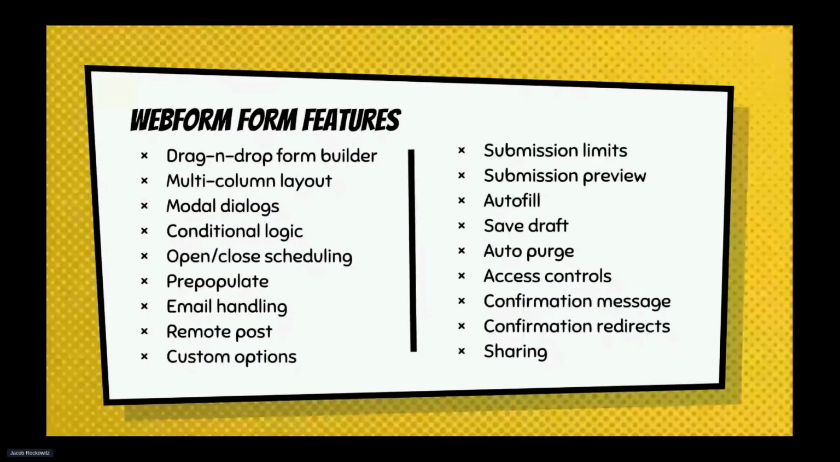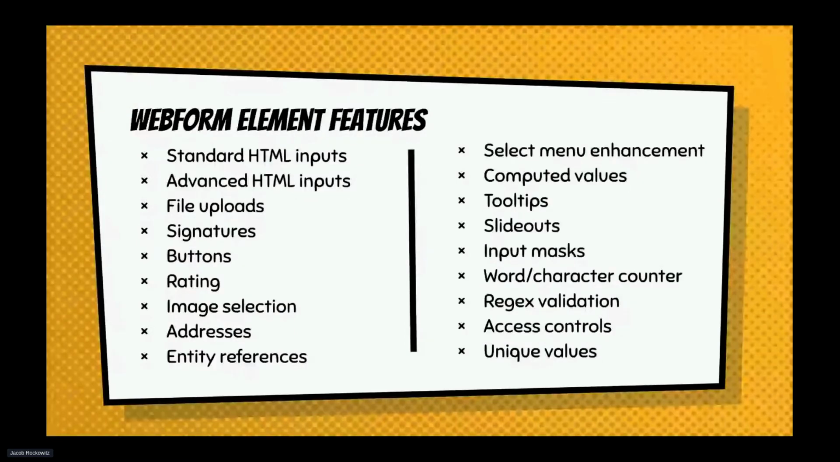And we can go into any of these features as requested. And when you get to elements, you saw there was this massive amount of elements. There's like 80 plus elements, and there's a lot of options for most elements. So we really start off with standard HTML elements, but you can go all the way to signatures, buttons, ratings, image selections, addresses, leveraging the address module.